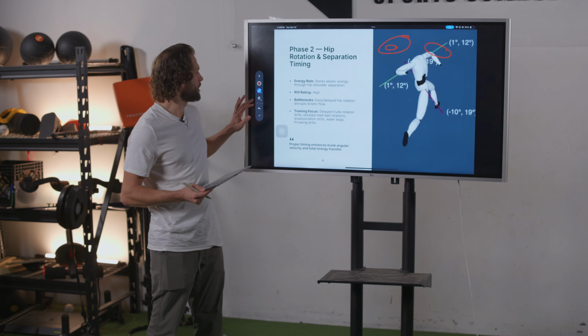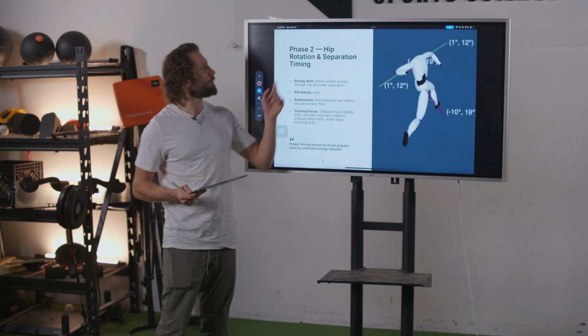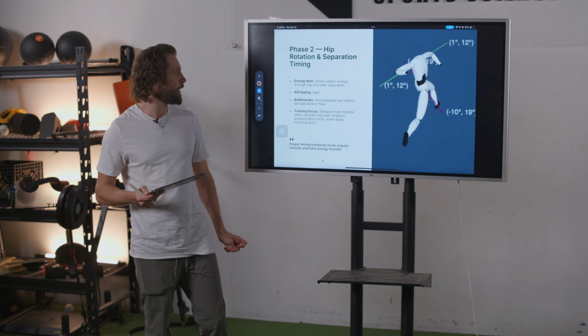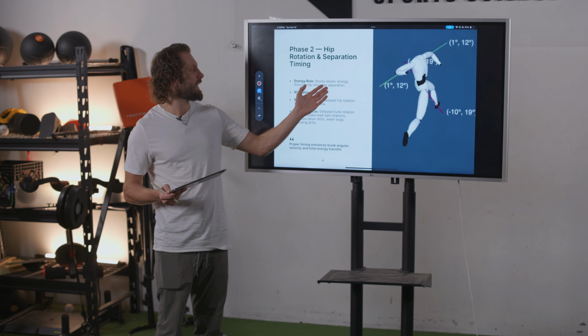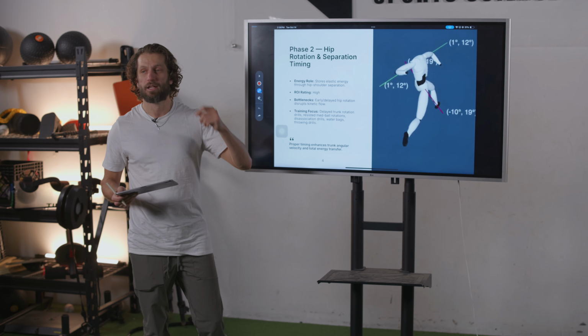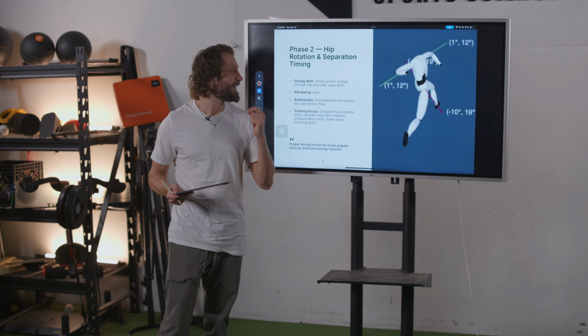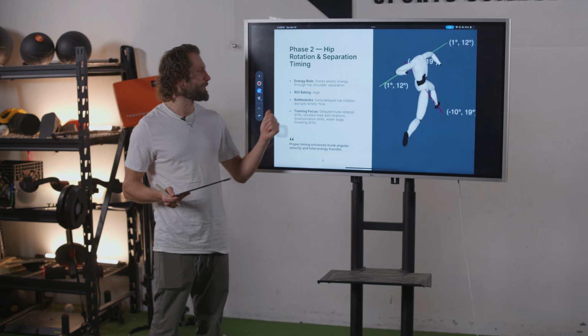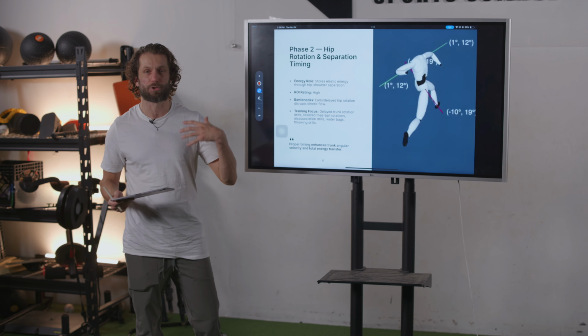Phase two, hip rotation and separation timing, okay? The role is to store elastic energy through hip to shoulder separation. The ROI on this rating is going to be high. Okay, the bottlenecks are early and delayed hip rotation, which disrupts the kinetic flow.